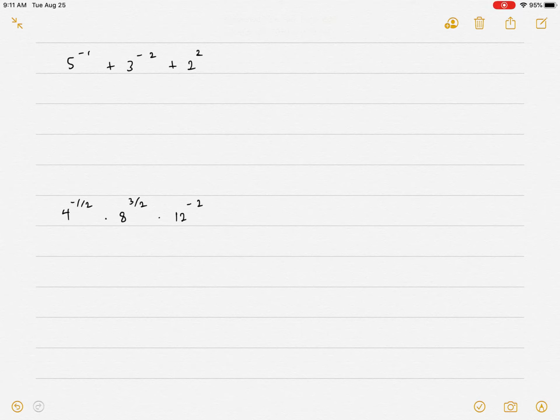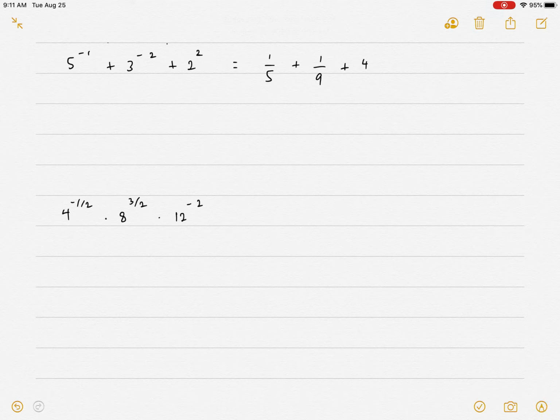Here's a couple of interesting problems because you have to use several different rules to do these. You have plus signs in between these, and there's really not any rules for powers when it comes to plus signs. So what I'm going to do is 5 to the negative 1, that's the same thing as 1/5, plus 3 to the negative 2. Well, 3 squared is 9, so the negative is going to make that 1/9. Plus 2 squared, and that's just 4.